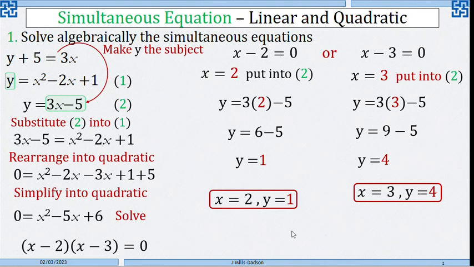So the answers are when x is 2, y is 1, and when x is 3, y is 4. So you can put it also in coordinate form. So x coordinate is 2 and y coordinate is 1 for that, and x is 3 and y is 4 for the other one.